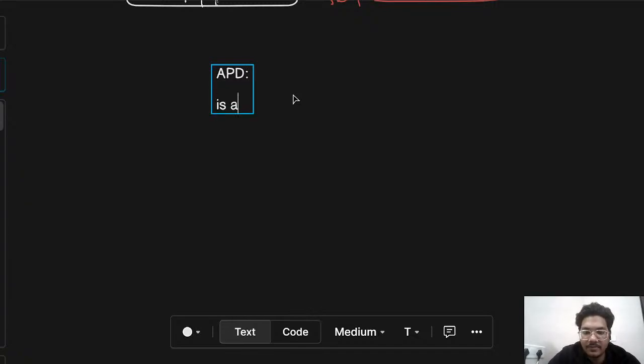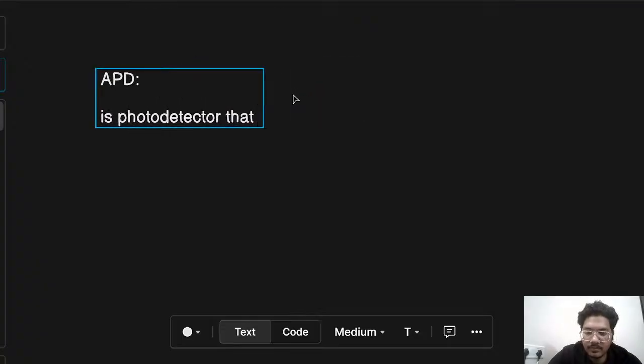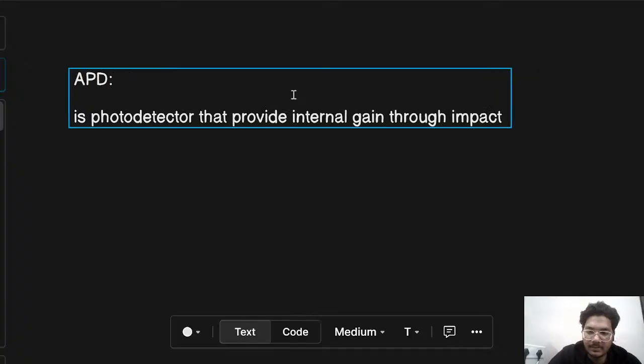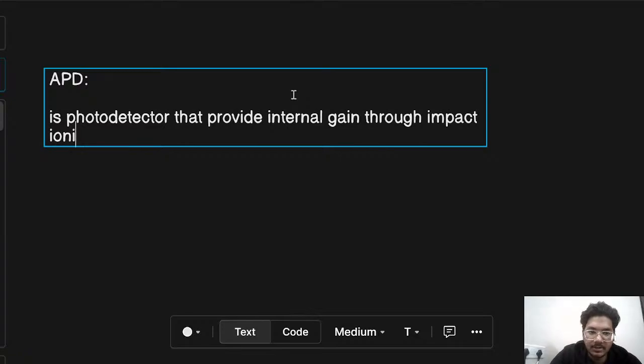APD. So the avalanche photodetector provides internal gain through impact ionization, and this makes it more sensitive than the PIN diode.